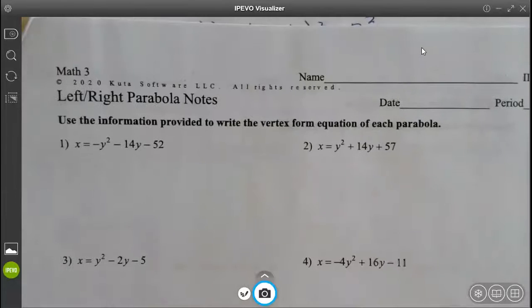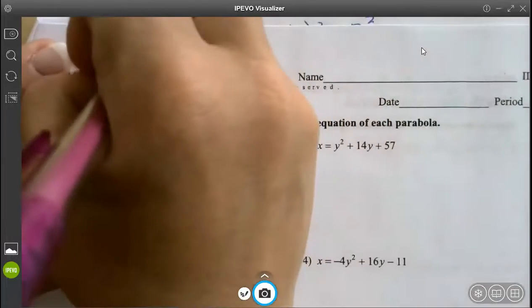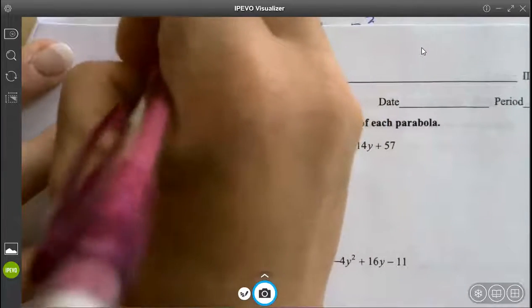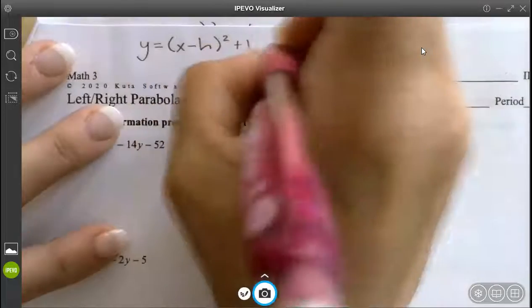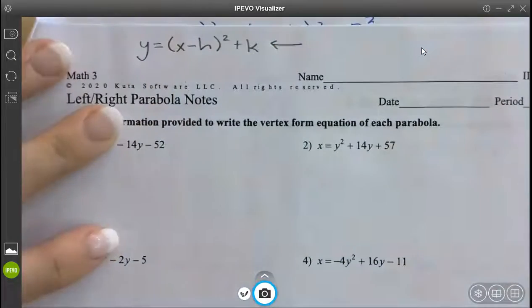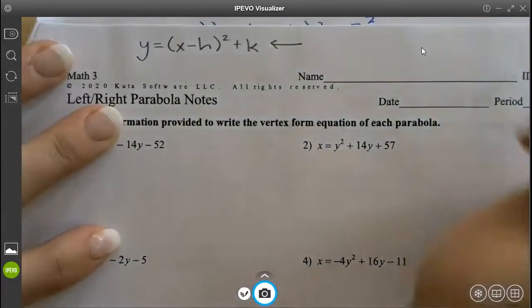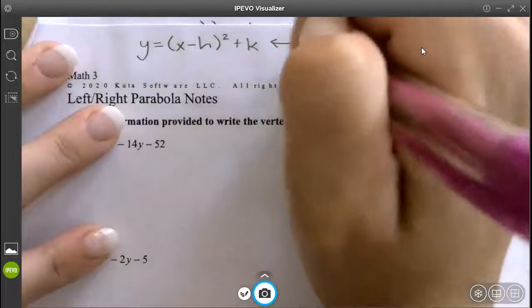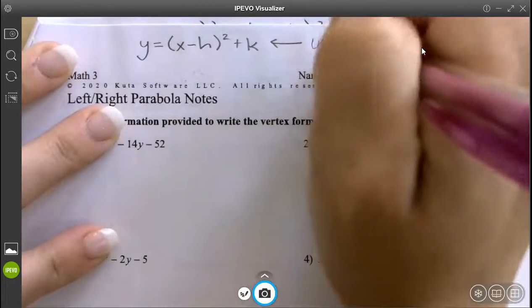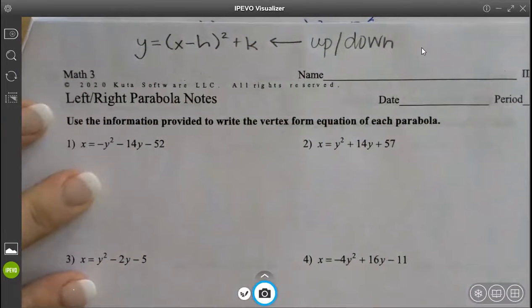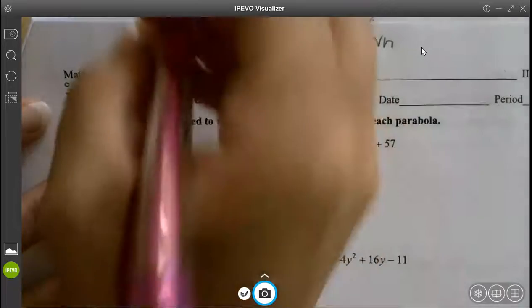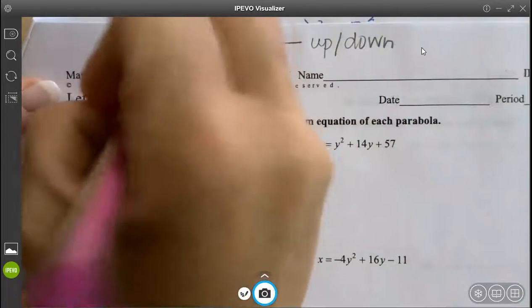So we're going to talk about left-right parabolas today. So what we've been doing is solving for y. So y equals x minus h squared plus k. This is our normal, it either opens up or opens down parabola. Okay. The way you work it is no different. Okay, no different. But we're going to have x equals.